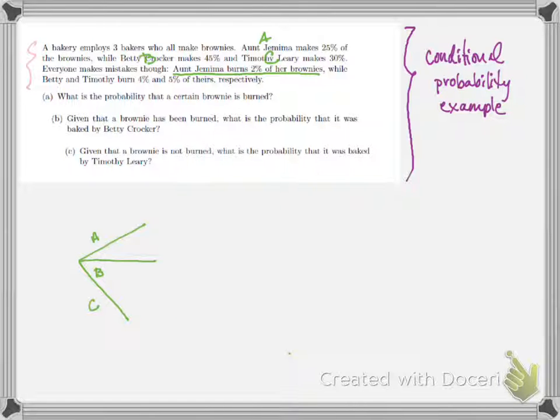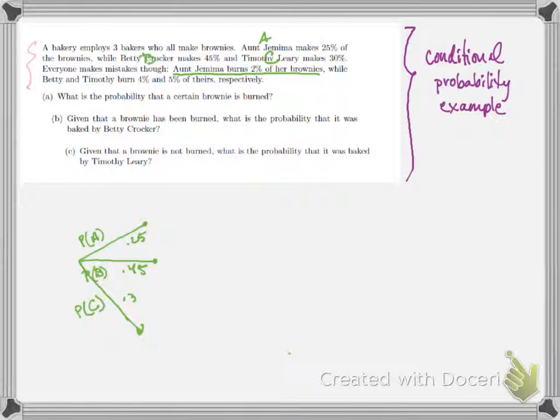All right, so this first branch is telling us the probability. So the probability that a given brownie comes from Aunt Jemima is 0.25. The probability that the brownies come from Betty Crocker is 0.45, and the probability they come from Timothy Leary is 0.3. Okay, all that should add up to 100, which is perfect.